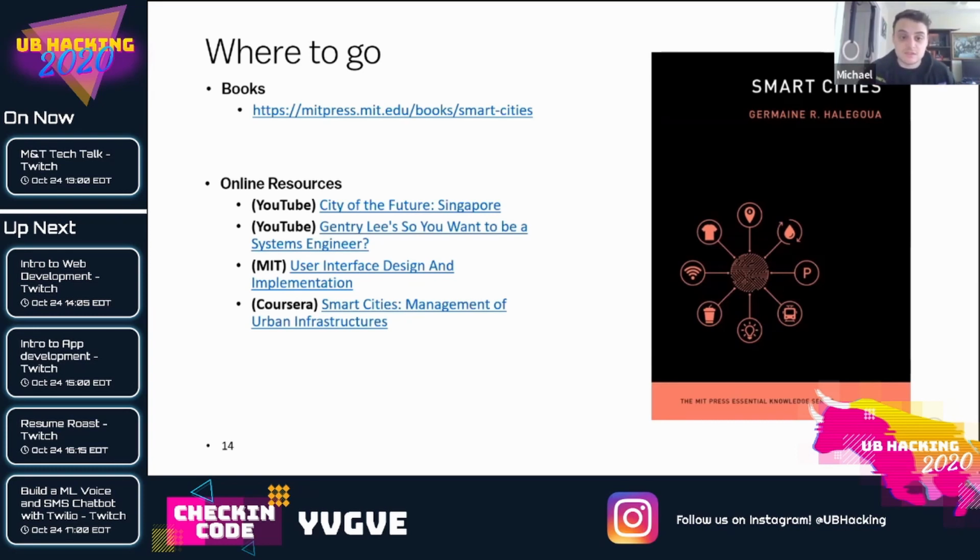Gentry Lee's, so you want to be a systems engineer. So this is a good panel and discussion about systems engineering and the importance of systems engineering. So if you're interested in that and want to learn more about that, that's a good video to start with. MIT offers a free course on user interface design and implementation. This is a great course for people that want to work with human-computer interaction, which is something that is very impactful when it comes to smart technologies, because you want all of your users to be able to understand the technology that you're bringing forth. Smart Cities and Management of Urban Infrastructures is a Coursera course that goes over kind of what we've been talking about so far on the slides above.